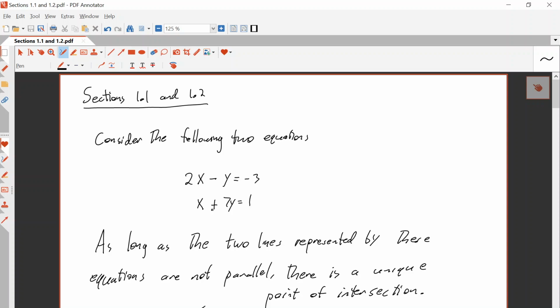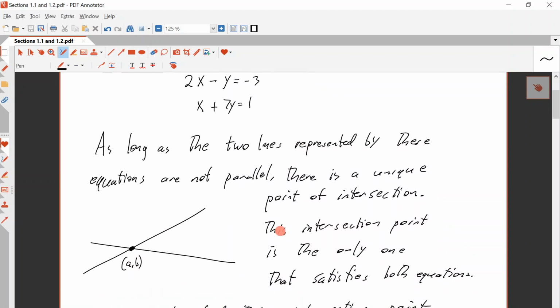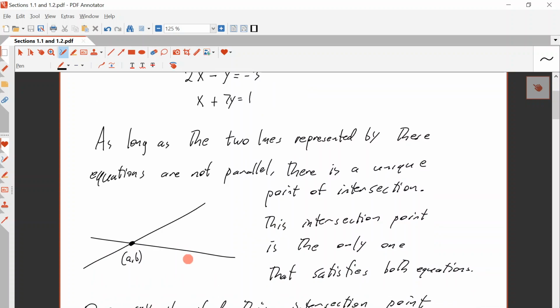Now, as long as the two lines represented by these two equations are not parallel, right? I mean, you have two lines in the plane, they're either parallel or not parallel. Parallel when they have the same slope, otherwise they're not. And as long as they're not parallel, then these two lines are going to have a unique intersection point, yes? Right, and what's special about that intersection point of the two lines?